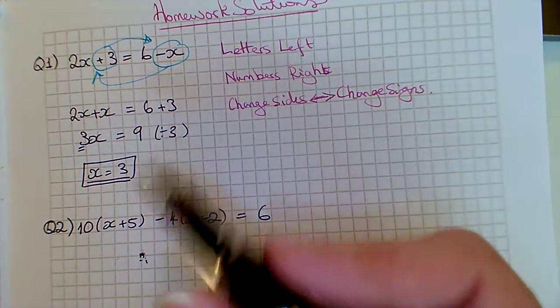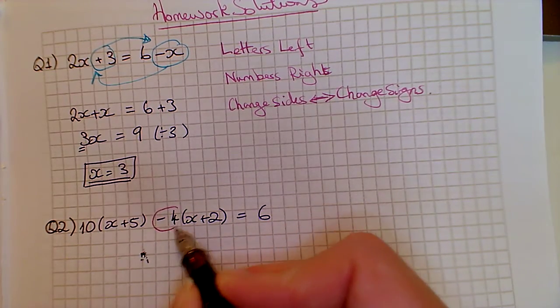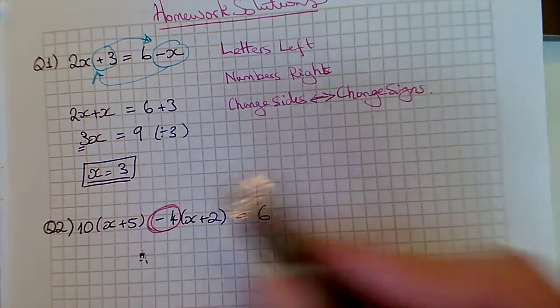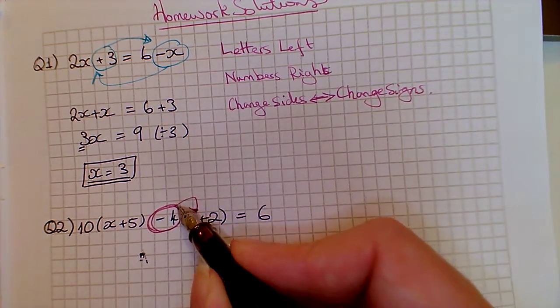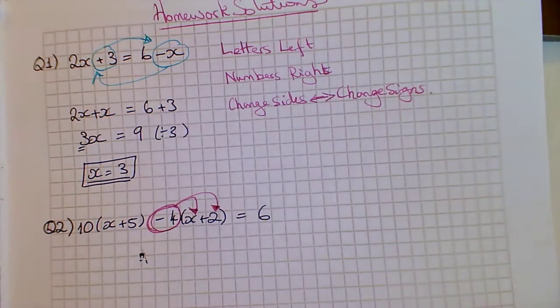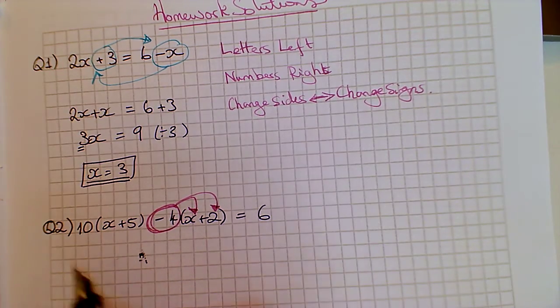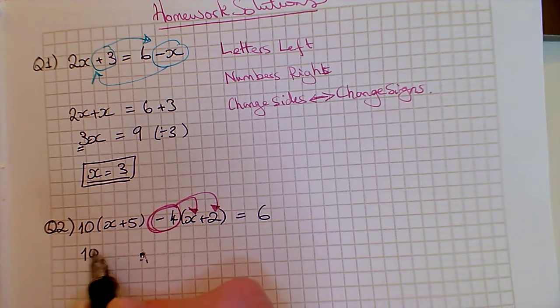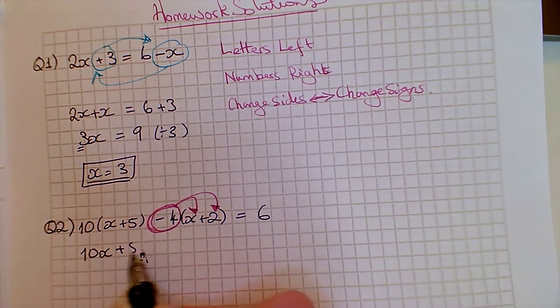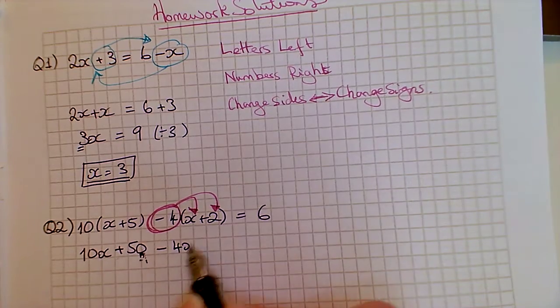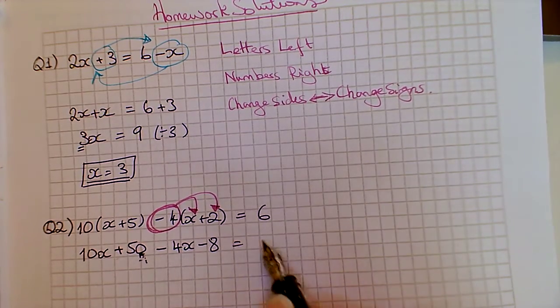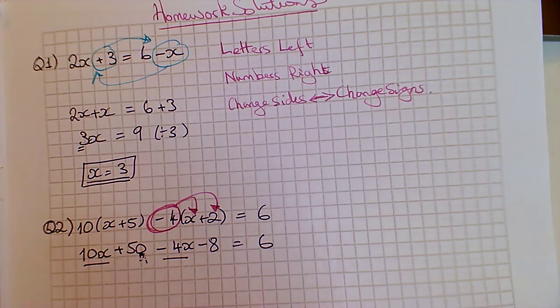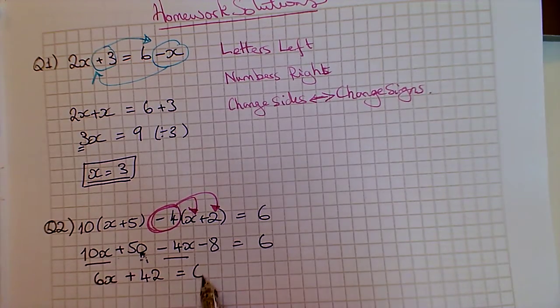We need to multiply out the brackets, and when there's a minus in front of a bracket like this, I'll often put a circle around it to remind us that the minus is stuck onto the 4, and that negative number will multiply both of the terms inside the bracket. Here we've got 10 by x, 10x, plus 10 by 5, 50, minus 4x minus 8 equal to 6. And I'm going to simplify here. 6x plus 42 is equal to 6.